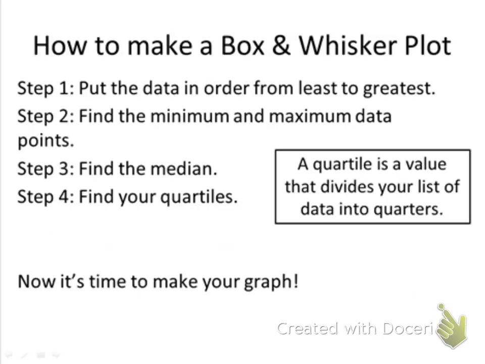Let's talk about how to make a box and whiskers plot. Here are our 4 steps. First, we put our data in order from least to greatest. Then we find the minimum and maximum data points. We find our median, we find our quartiles, and then we make our graph. A quick reminder, a quartile is a value that divides your list of data into quarters.